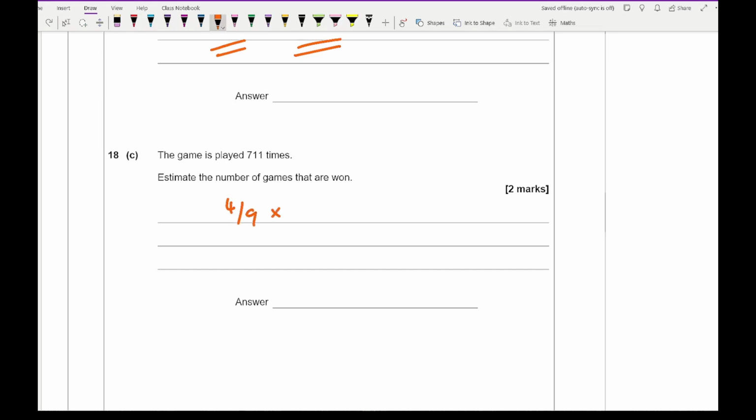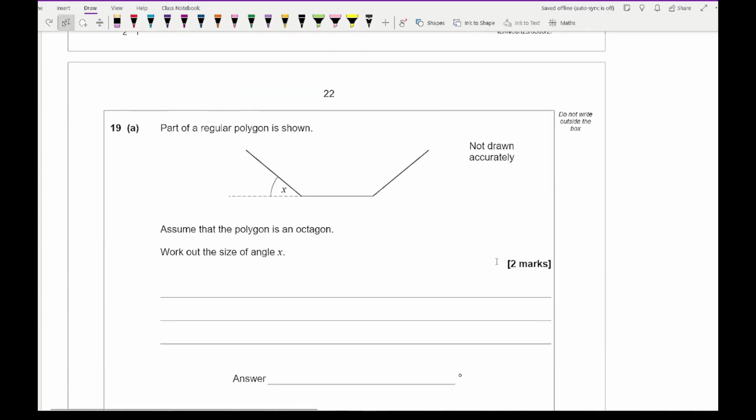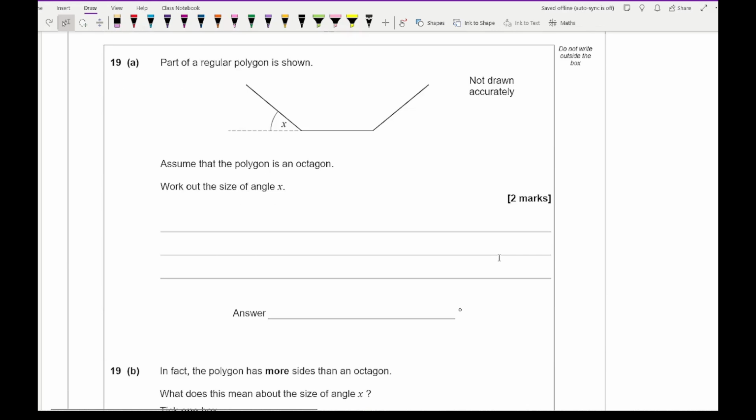So if I multiply my answer from B by 711, type it into my calculator, I get an answer of 316. Then for question 19a, it says part of a regular polygon is shown. Assume that the polygon is an octagon. Work out the size of angle X.